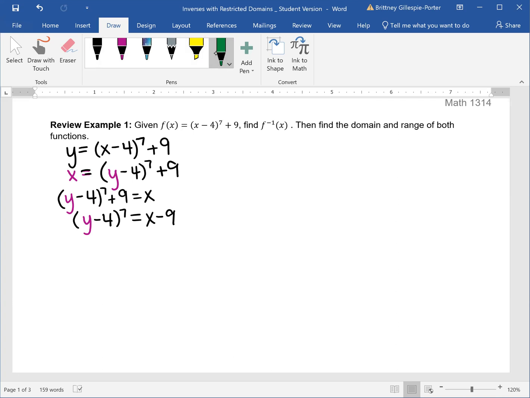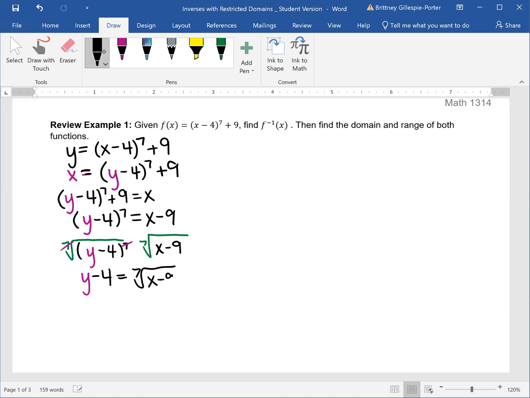To get rid of our 7th power, we need to take the 7th root of both sides of our equation. And the whole reason that we do this is so that the 7th root and the 7 will cancel each other out, which means we're left with y minus 4 is equal to the 7th root of x minus 9. Add 4 to both sides to get the y by itself. And we have y is equal to the 7th root of x minus 9 plus 4.